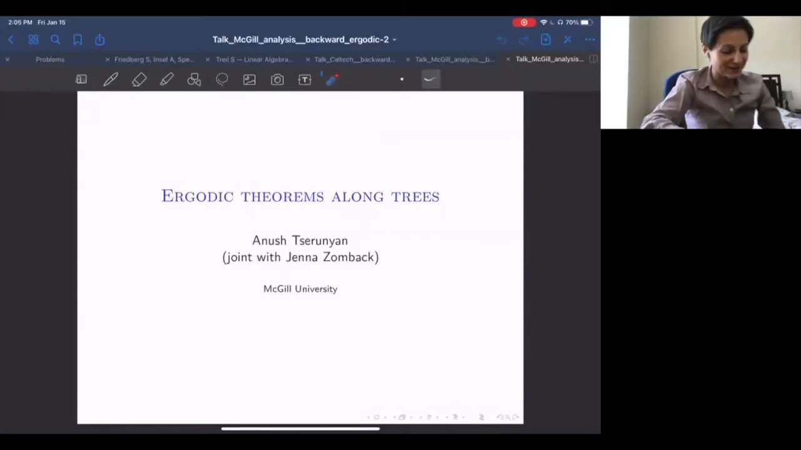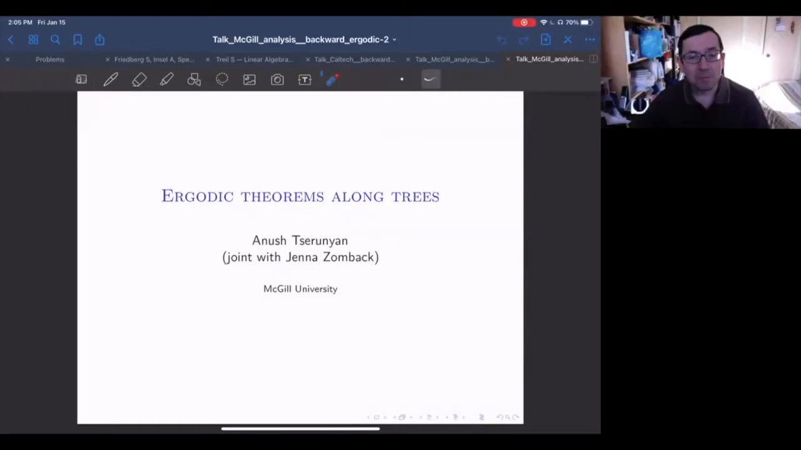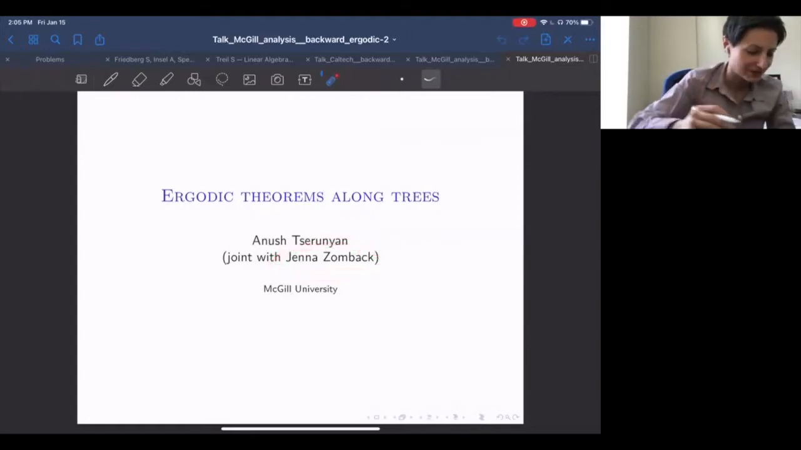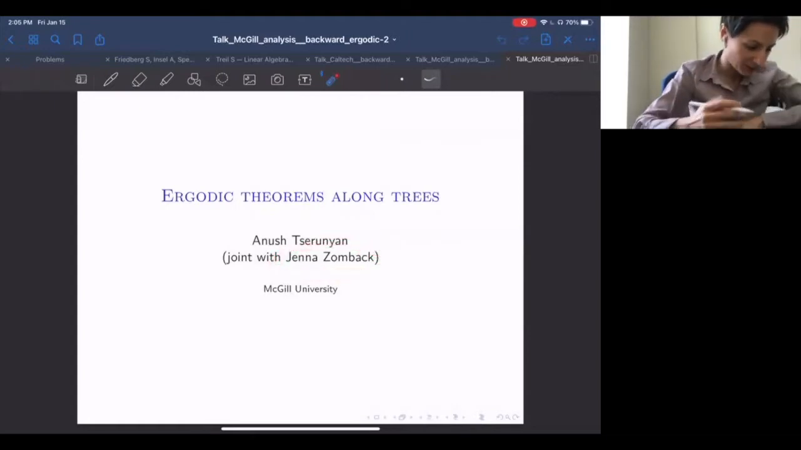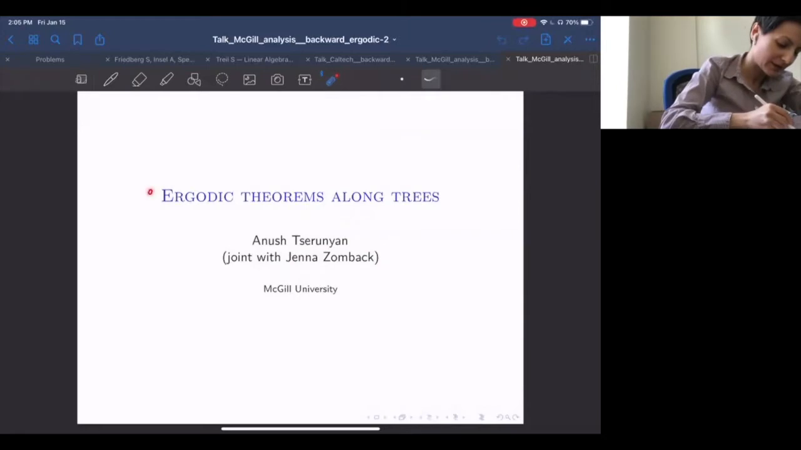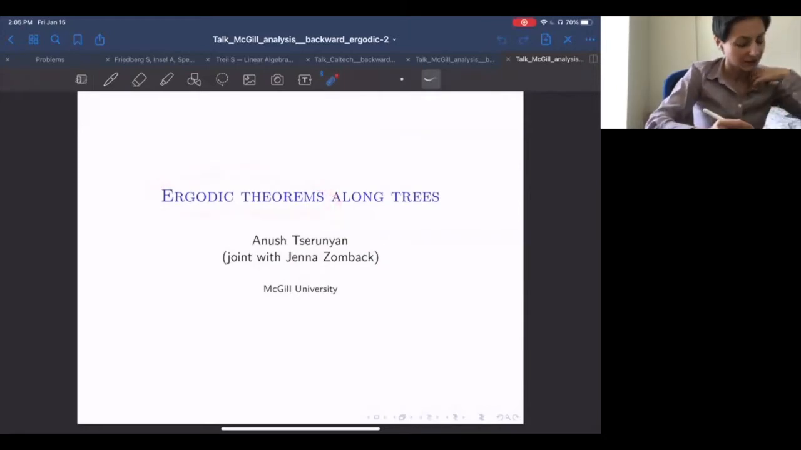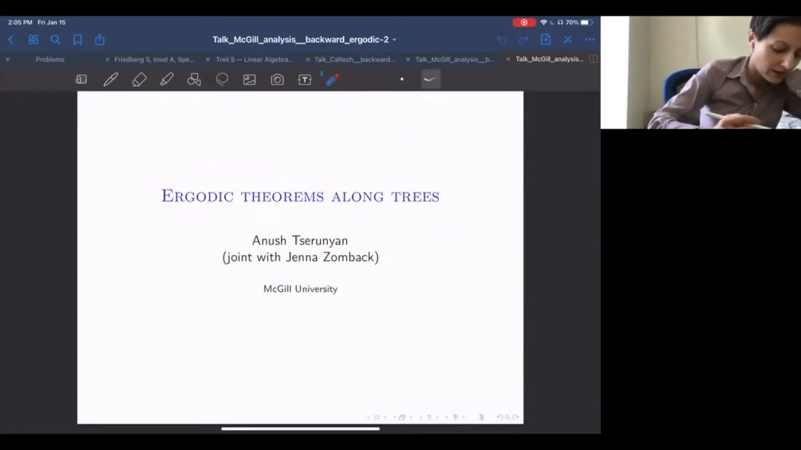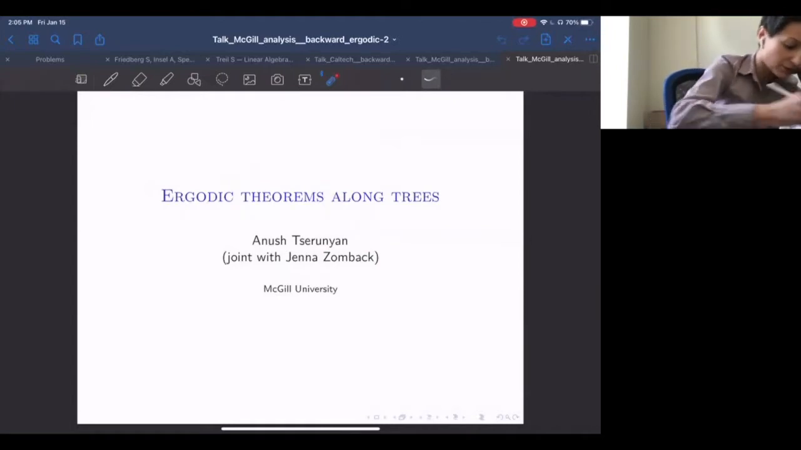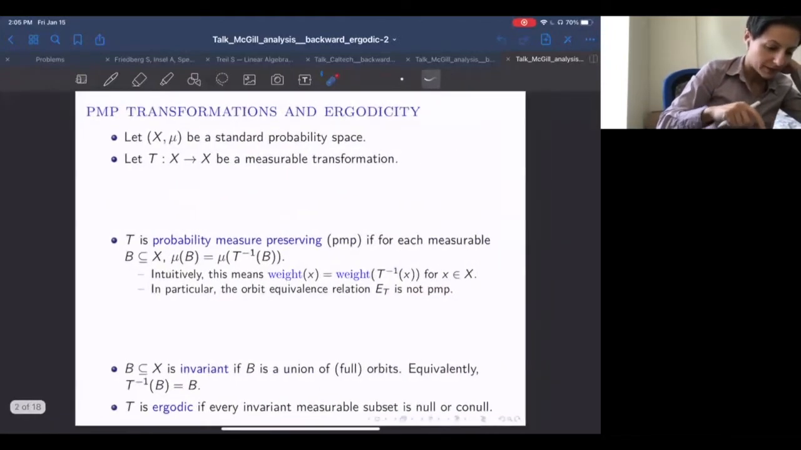Thank you. Thanks, Dima, very much for inviting, and thanks everyone for coming. So this is all joint work with my student Jenna, who's right there. So it's about ergodic theorems. I mean, classical ones. I'm sure you've seen, but it's about a new ergodic theorem that we very recently proved.